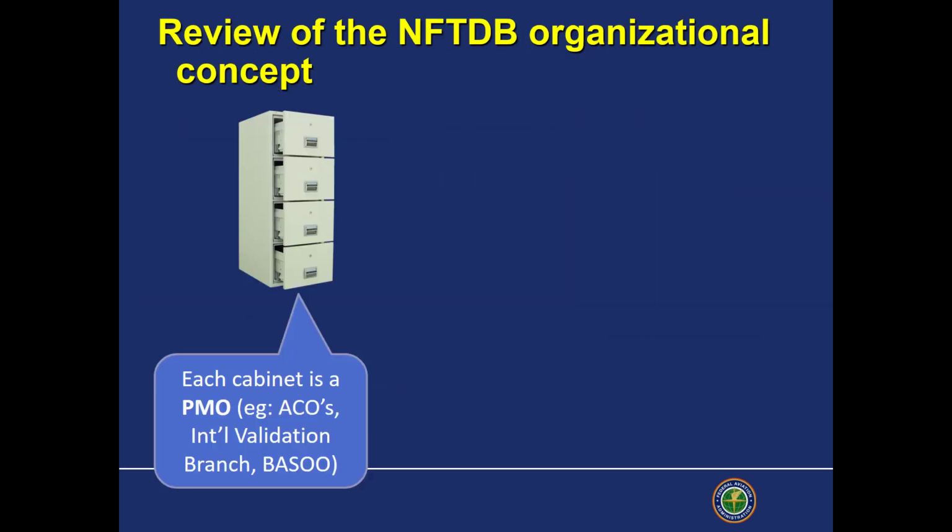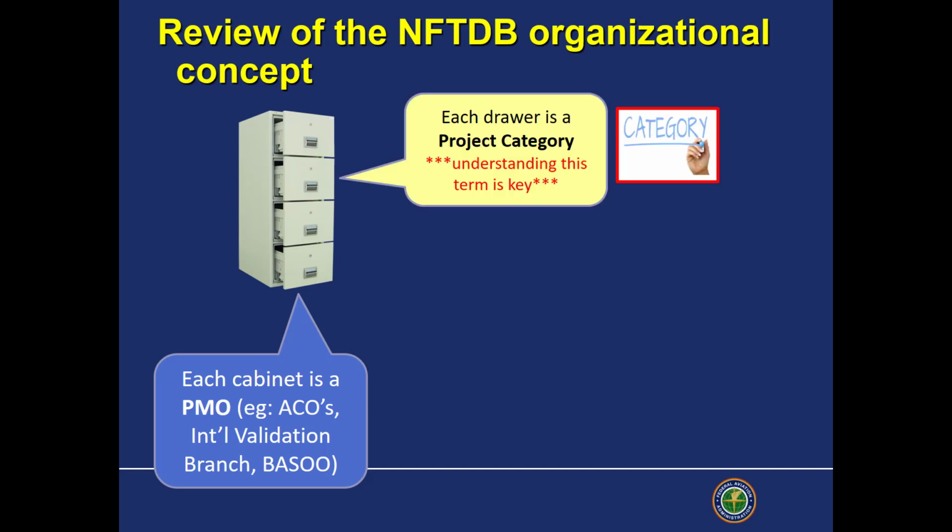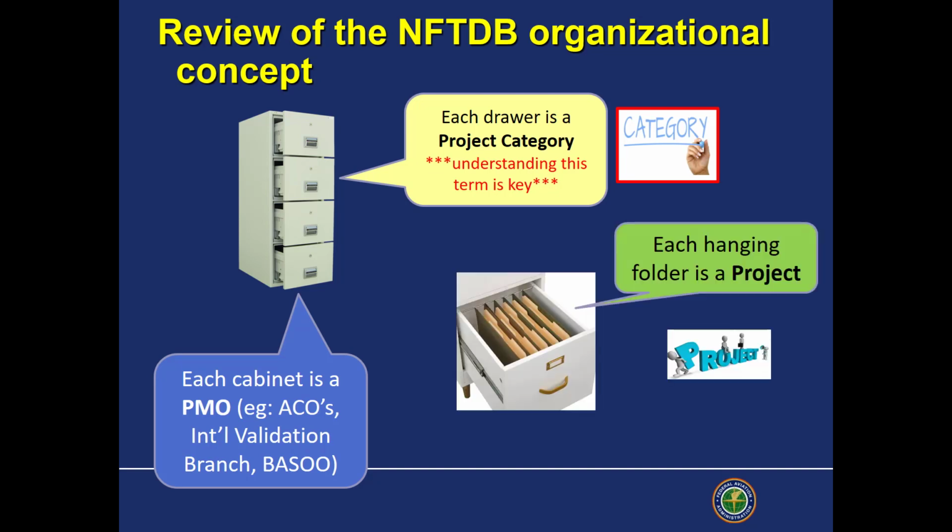Continuing with that, the file cabinet analogy, if you will. Think of the PMO, Project Management Office, as a file cabinet. And those are ACOs, the International Validation Branch, and so on. Each file drawer is a project category. And this, again, is an NFTDB unique term. Very important to understand. When you pull open that drawer, there are file folders hanging in there that are subsets of that project category, and those are the individual projects. And every drawer has a miscellaneous project in it.